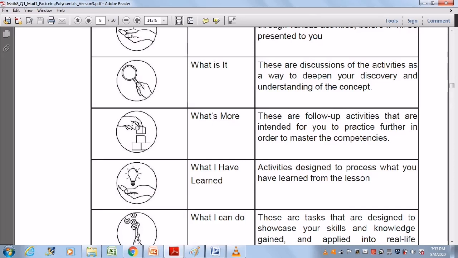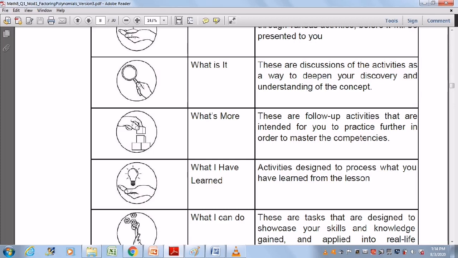What's more? These are follow-up activities that are intended for you to practice further in order to master the competencies. So, mastery of the competencies is very important, especially in Mathematics 8. Kasi kung mapapansin, ang mga lessons sa math ay magkakarugtong. From factoring, magiging rational expression involving the operations. Kung wala na silang mastery ng factoring polynomials, most probably mahirapan sila sa susunod na module. Kaya kailangan nila magkaroon ng mastery and of course, skills. Because skills is a talent na rin, no, in solving. Kailangan they need to solve it with accuracy.